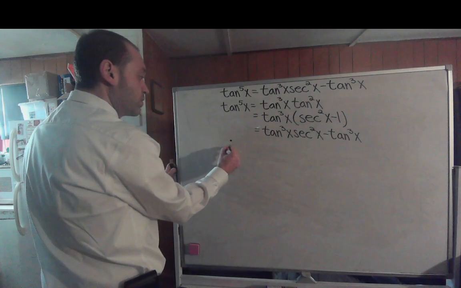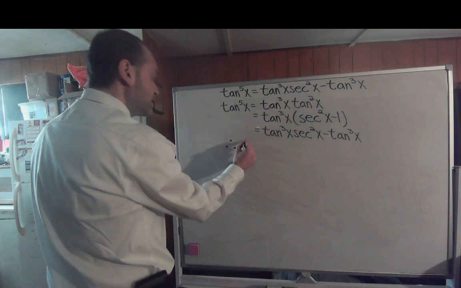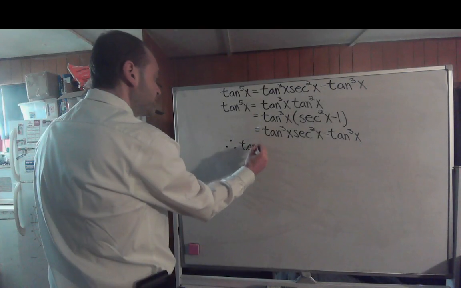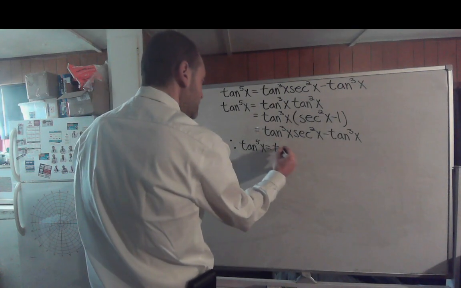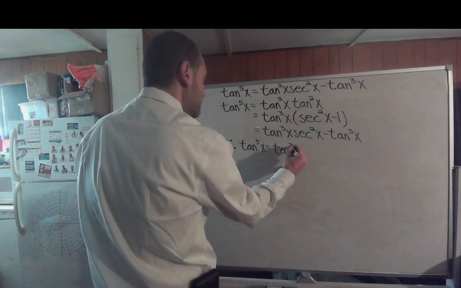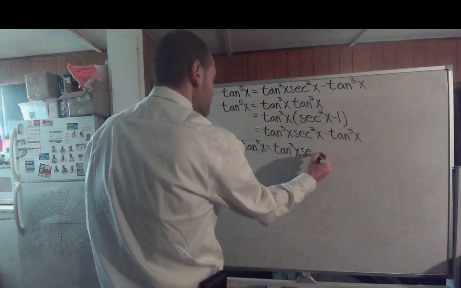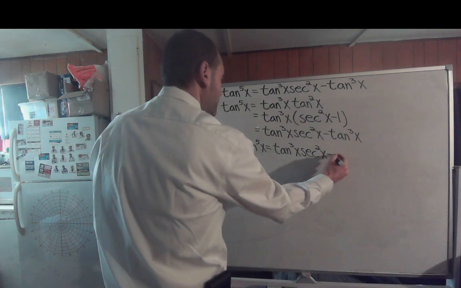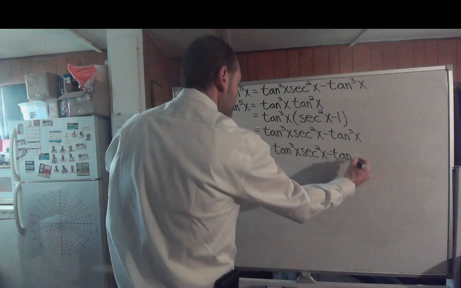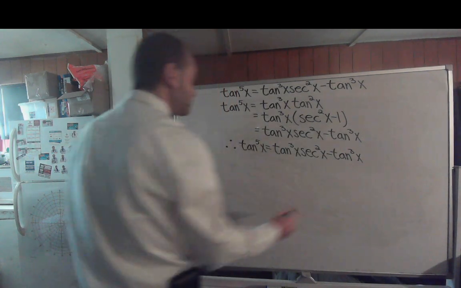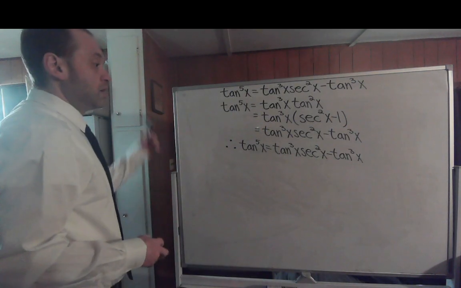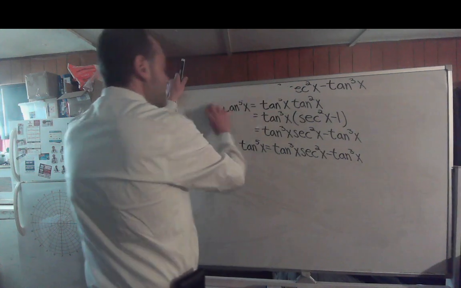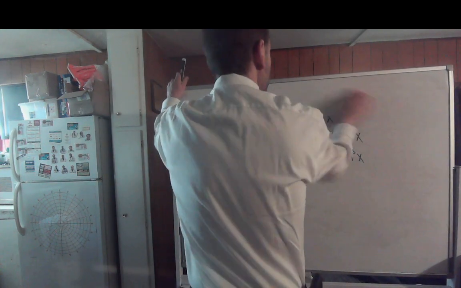So therefore, we can say that the tangent 5 of x is equal to the tangent cubed of x, secant squared of x, minus tangent cubed of x. All right. Got 3 more of these, then we're going to do some inverse trig ones.